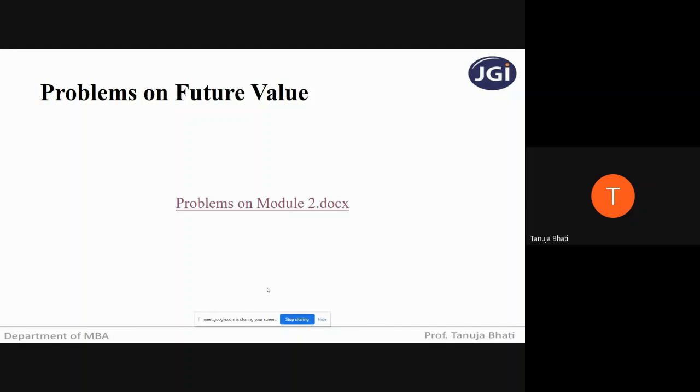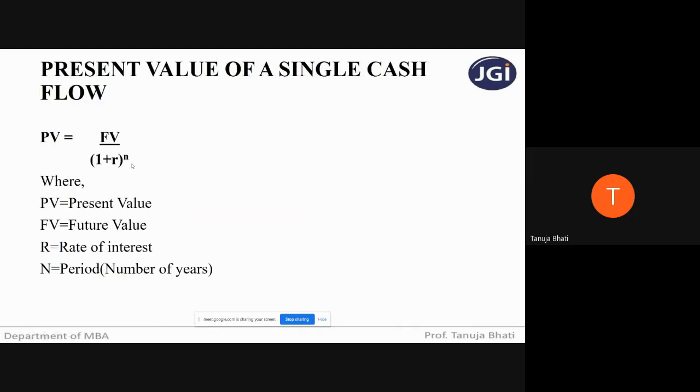Just remember, future value uses compounding techniques. Now we'll be going to calculation of present value, where we will be seeing discounting techniques. Now again in present value you have categories. Present value of a single cash flow. When I say present value, it means the value as on today. Of a single cash flow means where the cash inflow or outflow is happening only once. So what is the formula? Present value is equal to future value divided by 1 plus r raised to n.